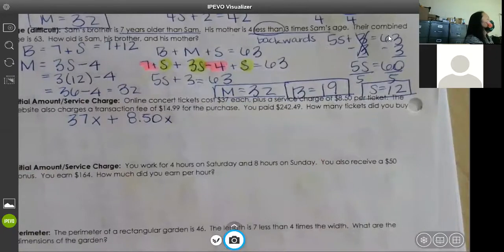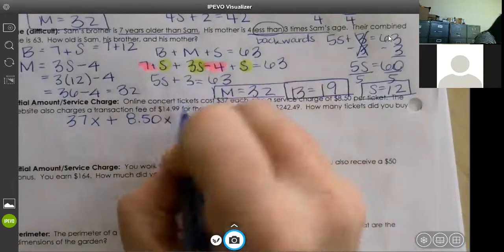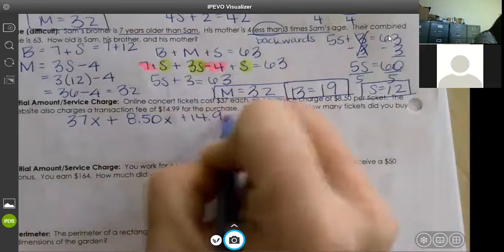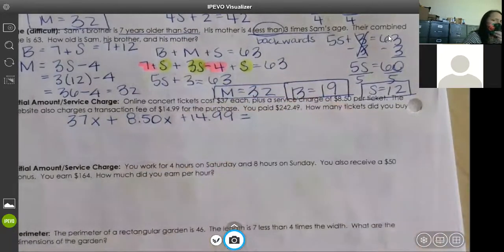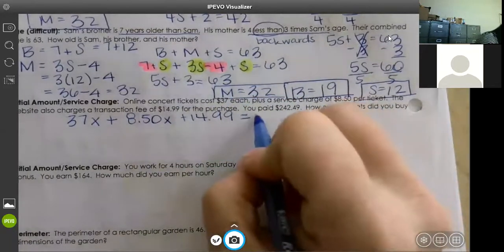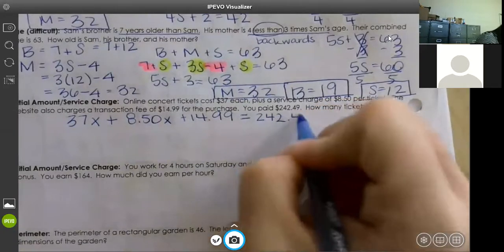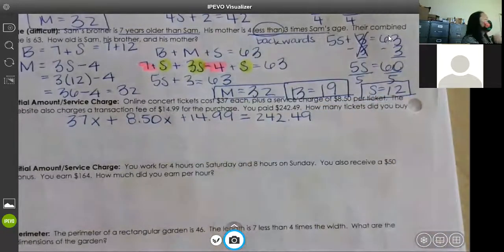Then we get all our tickets and we get that total, and the online service says, oh, we're going to charge you $14.99. How many times do they charge you that $14.99? Does it say it charges you per ticket? Or just one time? It's just one time. So we're just going to add $14.99. And what did it say we spent? Our total was? Perfect.